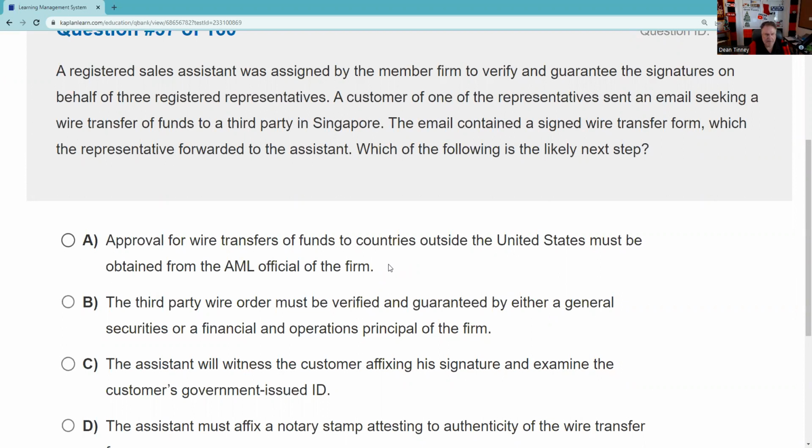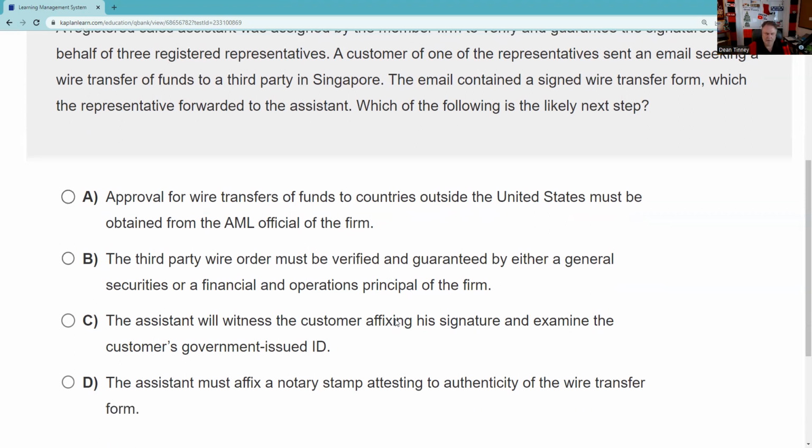A registered sales assistant was assigned by the member firm to verify and guarantee the signatures on behalf of 3 registered reps. A customer of one of the representatives sends an email seeking a wire transfer of funds to a third party in Singapore. The email contained a signed wire transfer form, which the representative forwarded to the assistant. Which is the most likely next step? A, approval for the wire transfer of funds outside the U.S. must be obtained from the AML official of the firm.